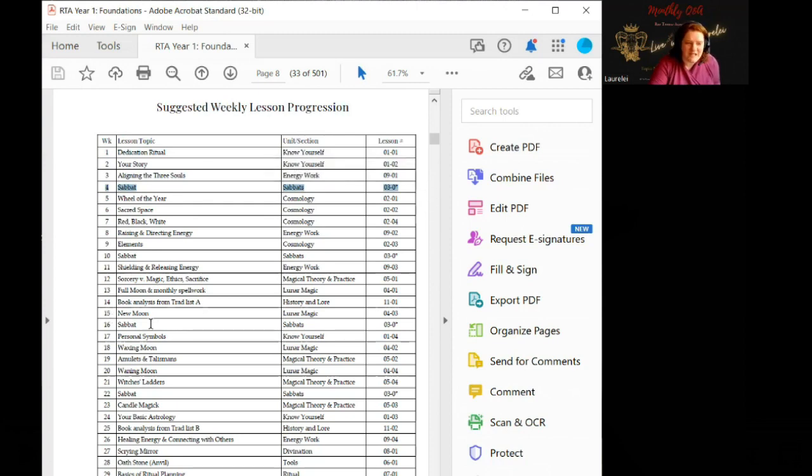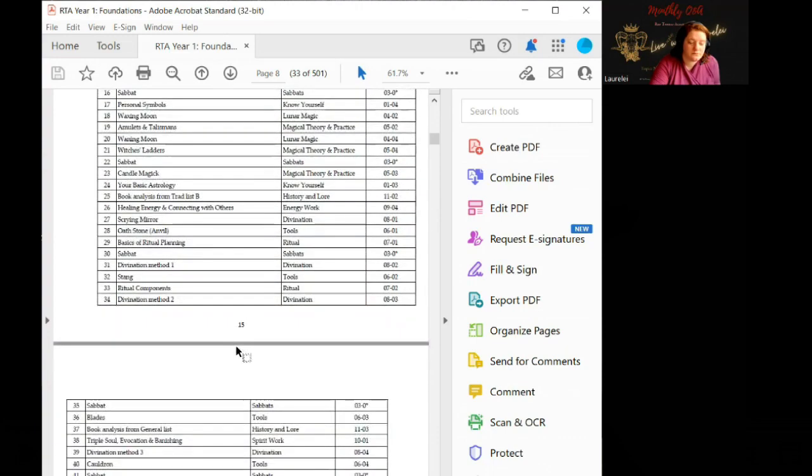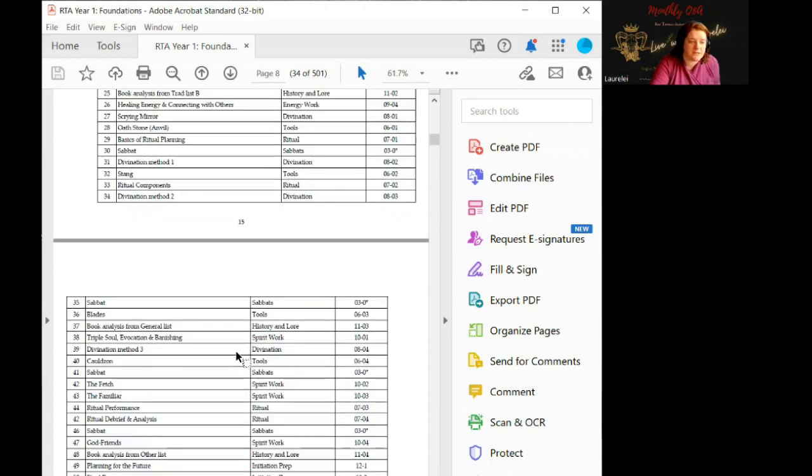Same thing for book analysis. I've spaced these out, but they might come a little earlier in your lessons or a little later in your lessons than when I have them. So there's a little bit of flexibility. There's a lot of flexibility with this, really.